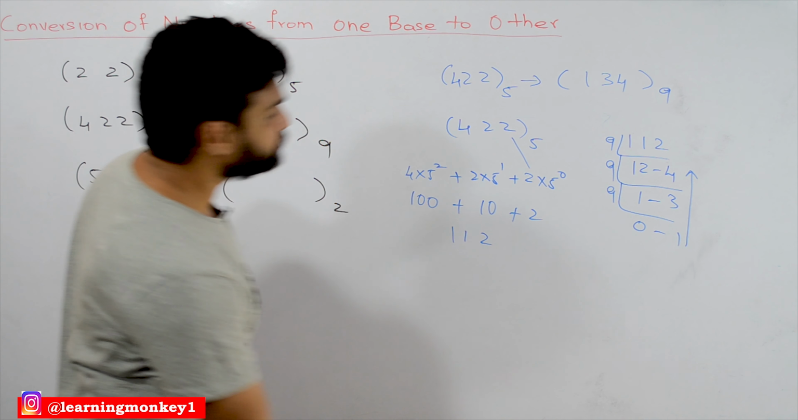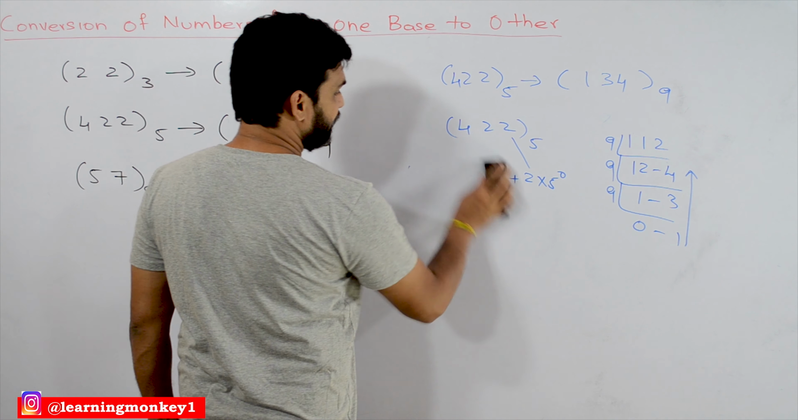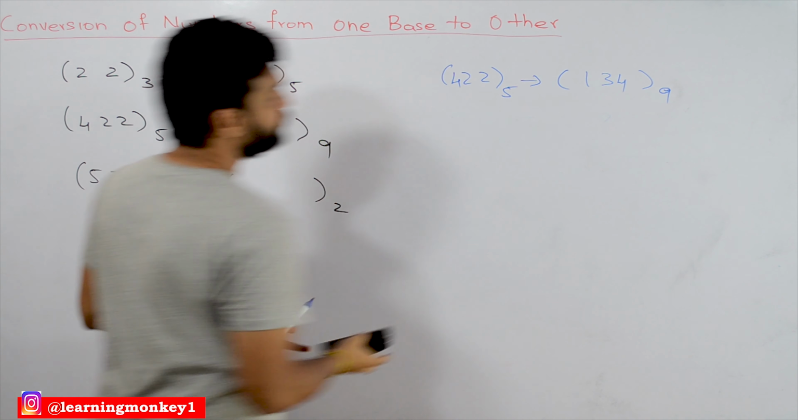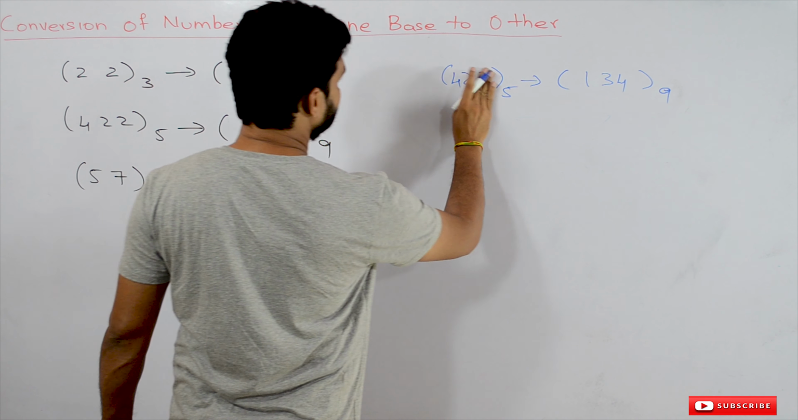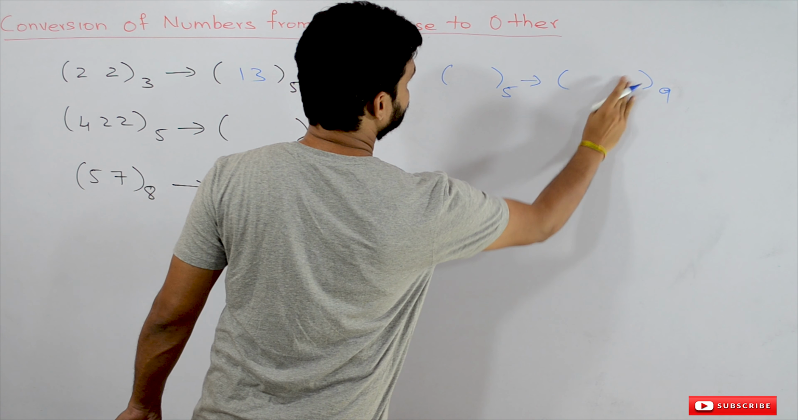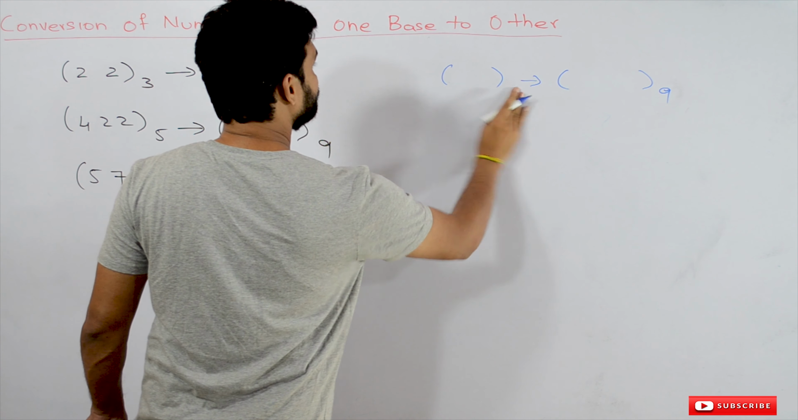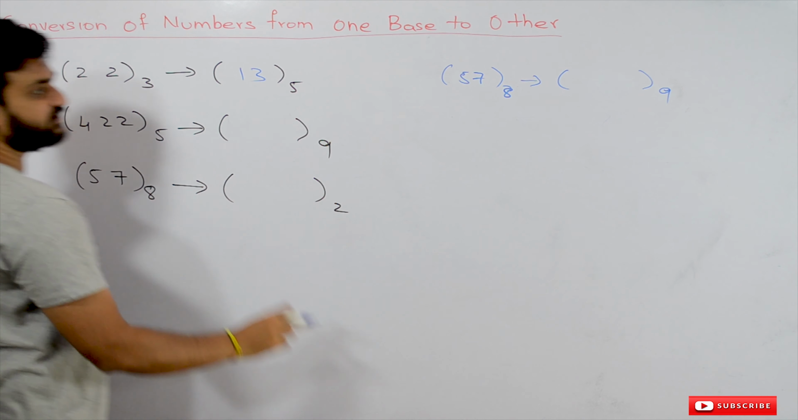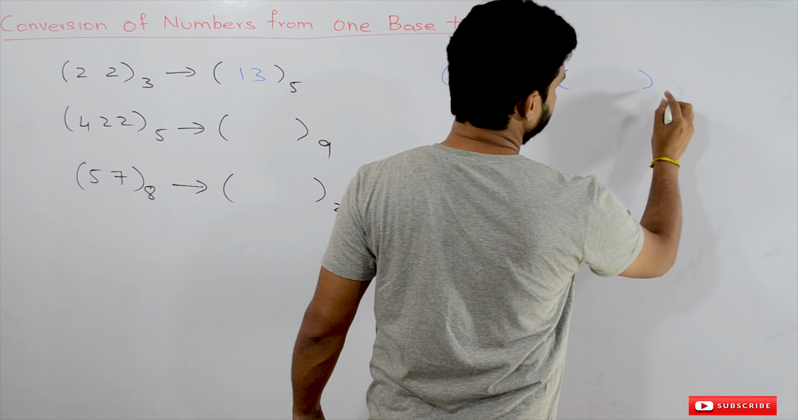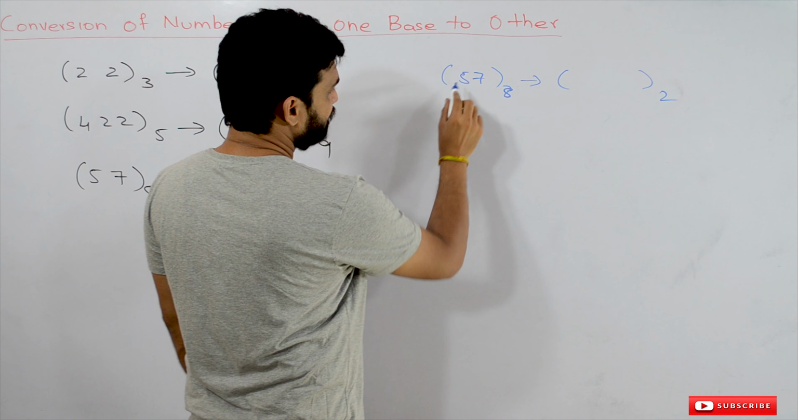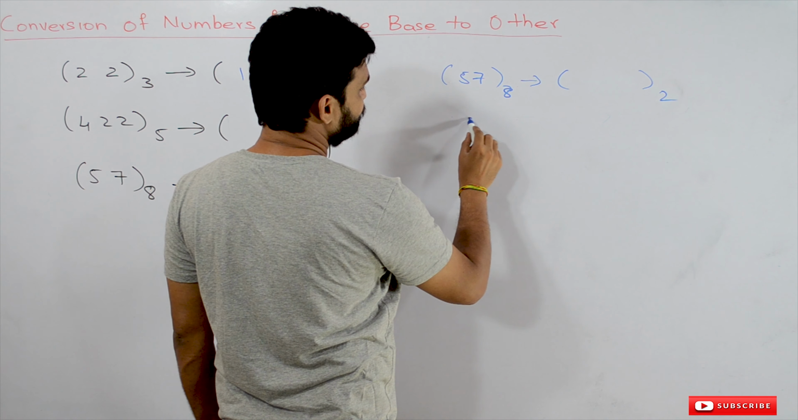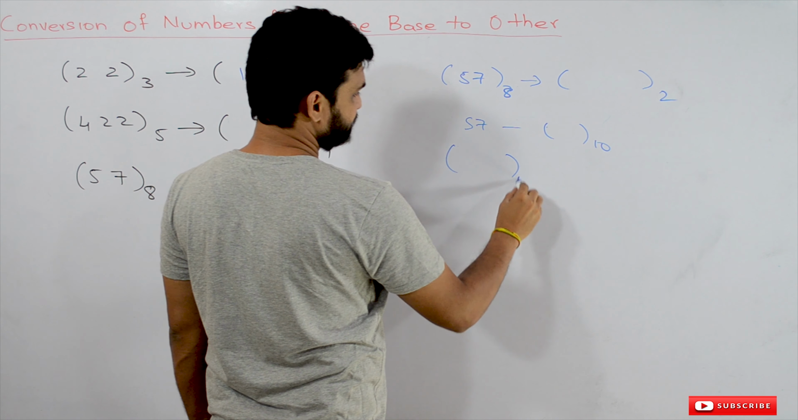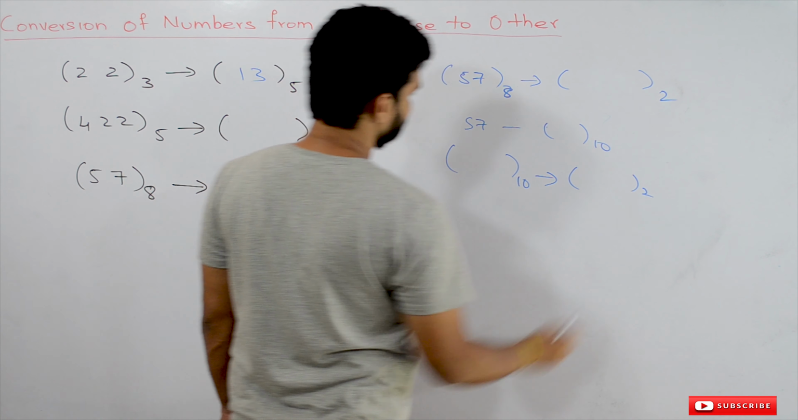Okay, now coming to the next example. The concept is very simple. I hope you watched the previous video, because based upon the previous videos' concepts, it is very simple to solve. Now we have 57 in base 8, which has to be converted into a base 2 number. First we convert 57 to base 10, and the base 10 result obtained has to be converted into base 2.